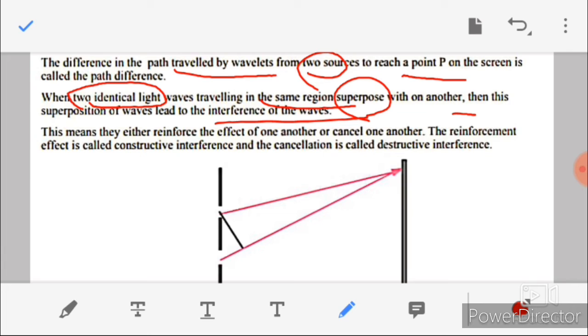This means that they either reinforce the effect of one another or cancel the effect of one another. The reinforcement effect is called constructive interference and the cancellation is called destructive interference. So this was the answer of question number 5. Now moving towards question number 6.